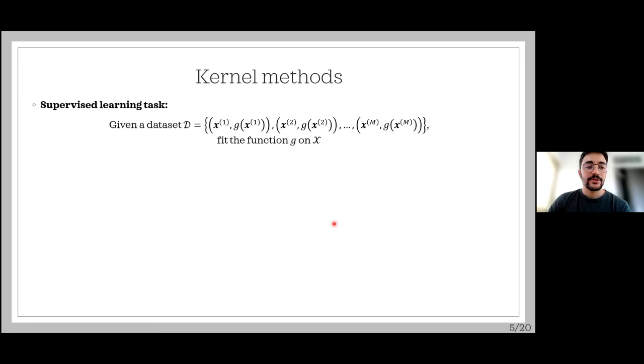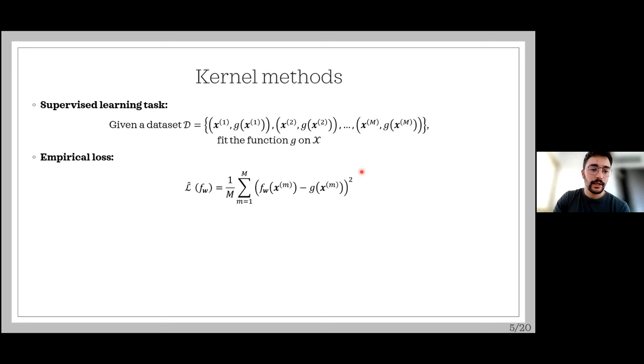Just to improvise the learning task that we have at hand, we're given a data set, and we want to fit the labeling function. Given that this data set is the only information that we have on it, usually what you would take as a figure of merit during training is just the empirical loss, which is just the error that you have on this data set between your model and the targeted labels, right?